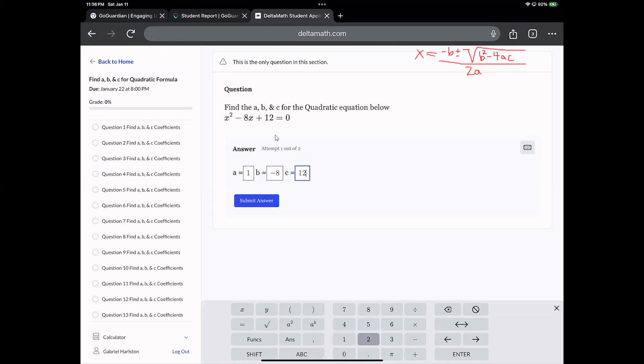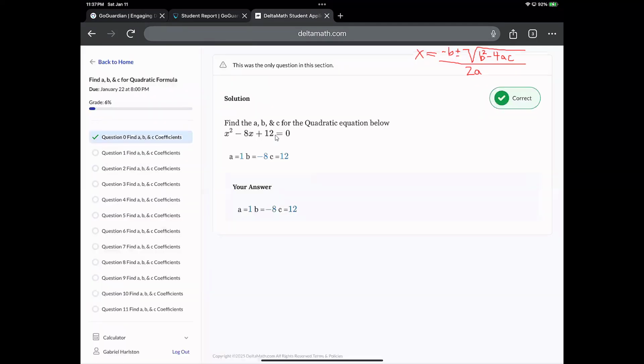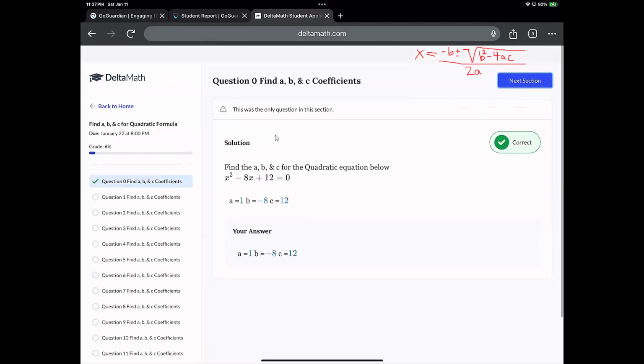Now we do this because it's equal to 0. If it wasn't equal to 0, we would have to make it equal to 0. So we submit it and it says, nicely done. Okay, let's go to the next one.